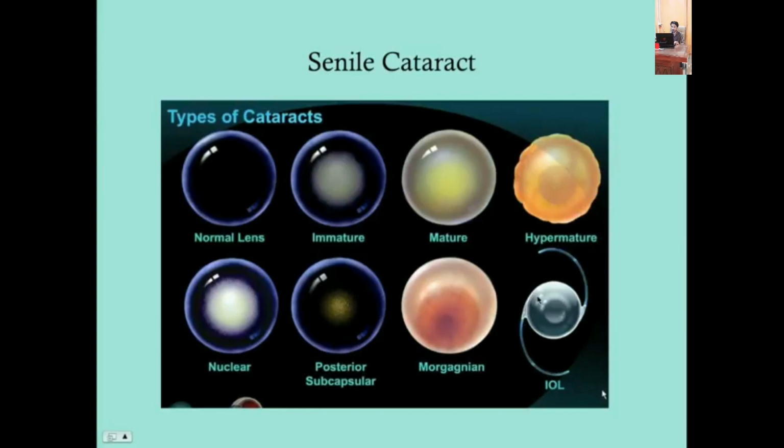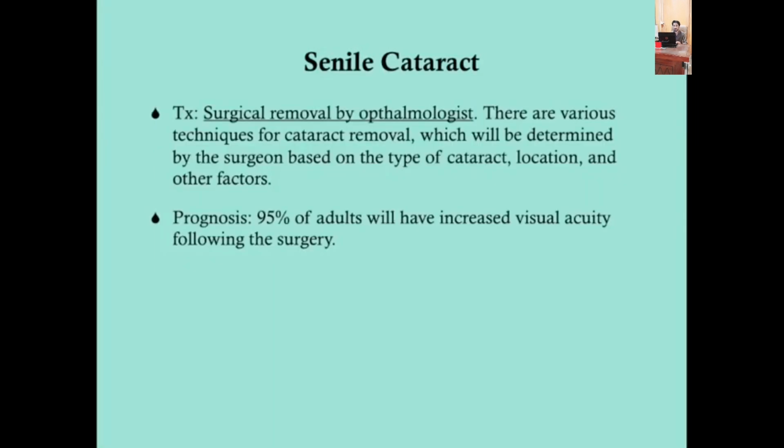This here is an intraocular lens, and with most of the surgical techniques that are done, an intraocular lens is implanted after the surgery to allow the patient to see properly. The treatment is simply surgical removal of the cataract material by the ophthalmologist. There are various techniques for cataract removal, and that's going to be determined by the preference of the ophthalmologist, and it's based on the type of cataract, location, and other factors. By no means do you need to know anything about determining what kind of surgery to do for a patient with cataract.